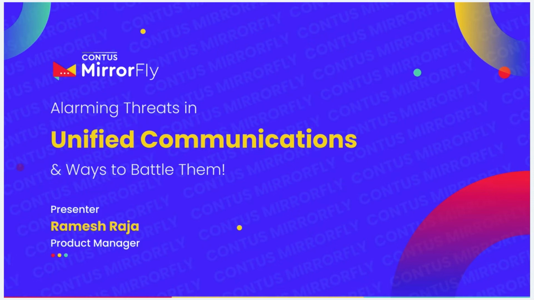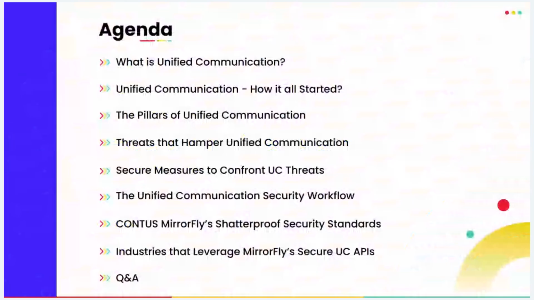Let's get on to today's topic, and it's going to be alarming threats in unified communication. The agenda of this meeting is that we're going to be discussing what is unified communication, how it started, how it evolved, and then the pillars or maybe the features of unified communication. Then we will be discussing what threats there are when it comes to unified communication, and what kind of security measures we can take to avoid those kinds of threats and secure your infrastructure, your application, or your user.